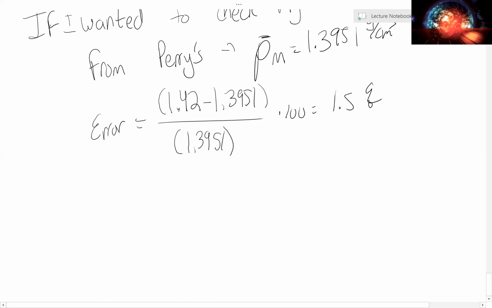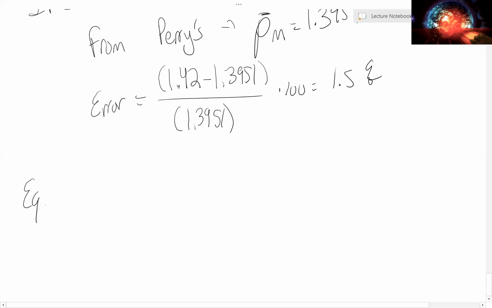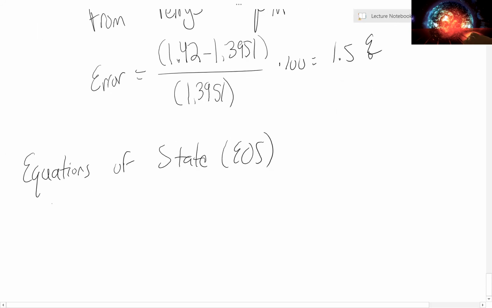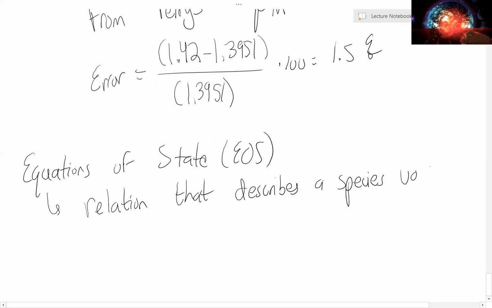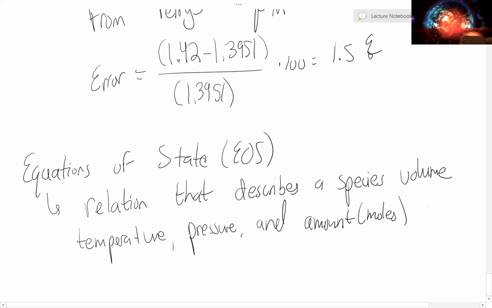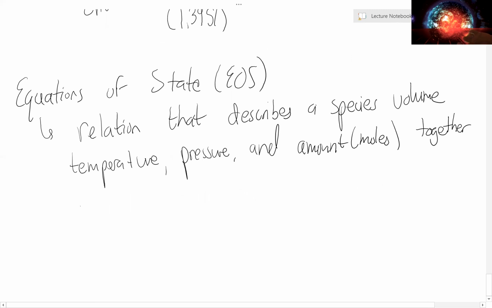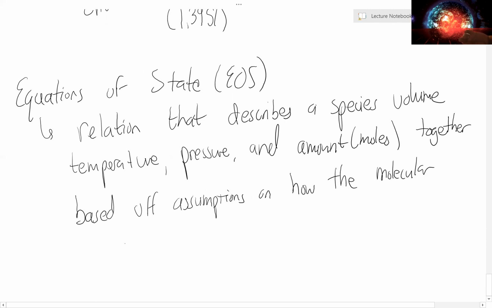All right, so let's start talking about ideal gas and equations of state, which I call EOS. An equation of state is a relation that describes a species' volume, temperature, pressure, and amount, i.e. moles, together based off assumptions on how the molecular species behaves. And I know that's really vague.